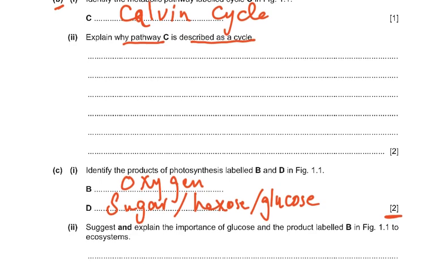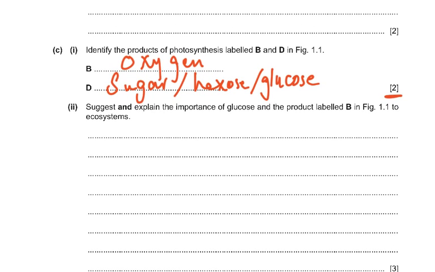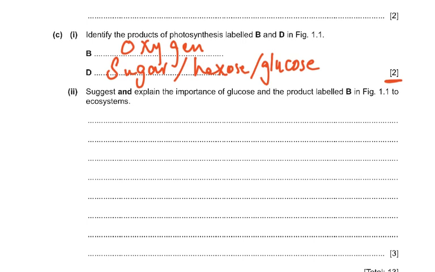Then it says suggest and explain the importance of glucose and the product labeled B in figure 1.1 to ecosystems. Well, that was very simple. Importance of glucose and the product labeled B, there was oxygen. So oxygen would be linked to aerobic respiration and glucose is the source of chemical energy or it is a food. And this is the reason why energy can flow through food chains. If we didn't have plants, there'd be no primary consumers, so there'd be no secondary consumers.